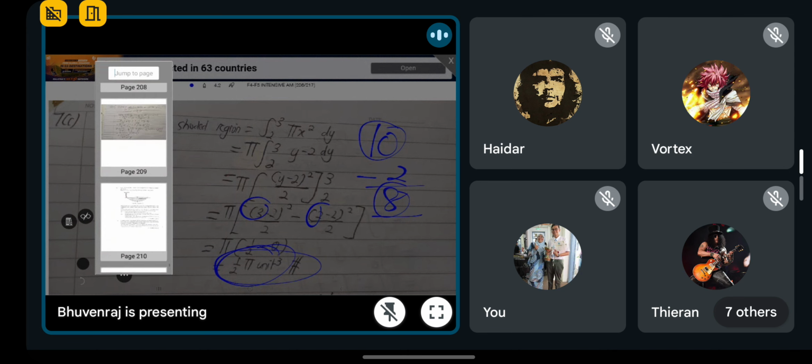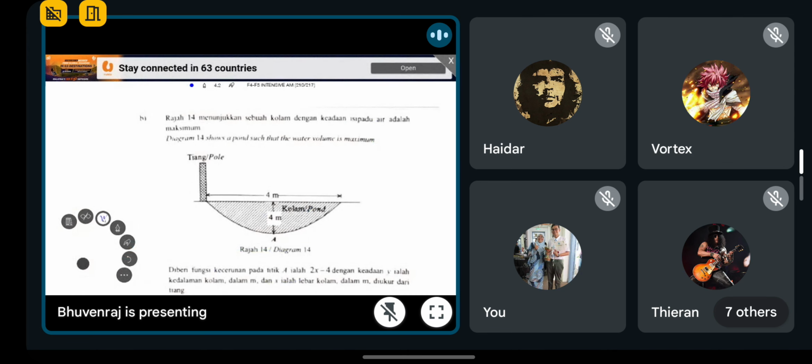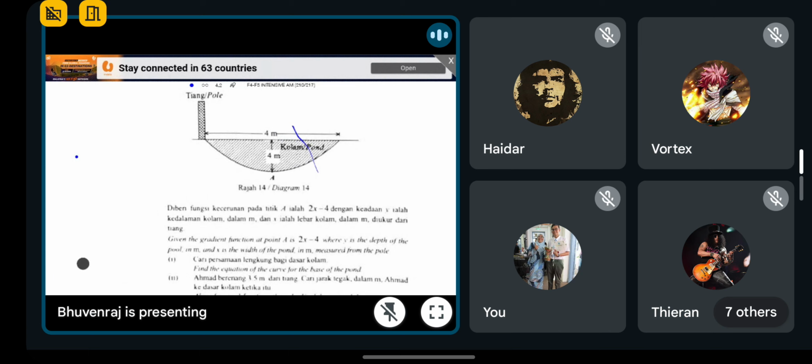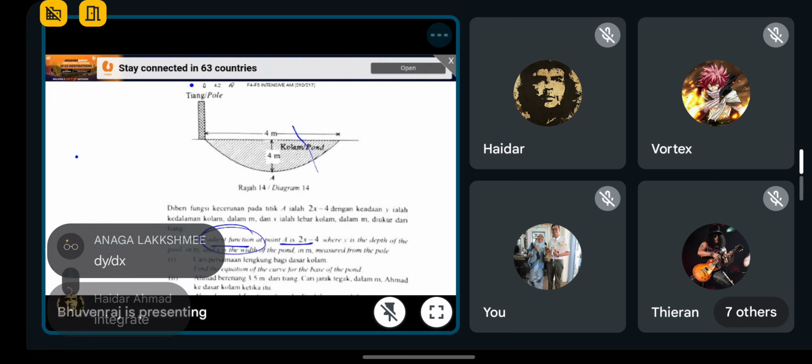Okay, we talk about this. I want to talk about daily life situation with you guys. Okay, sekarang kita bincang pasal soalan aplikasi harian. So they say this is a pond, okay, column. So they say gradient function. Okay, guys, when you see gradient function, what should you write? Apa perlu tulis? Yeah, correct. dy over dx.